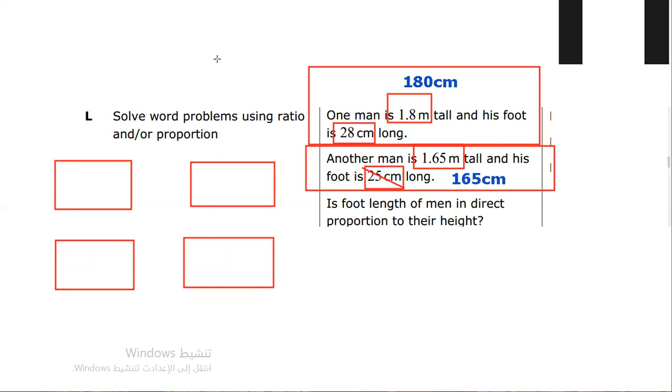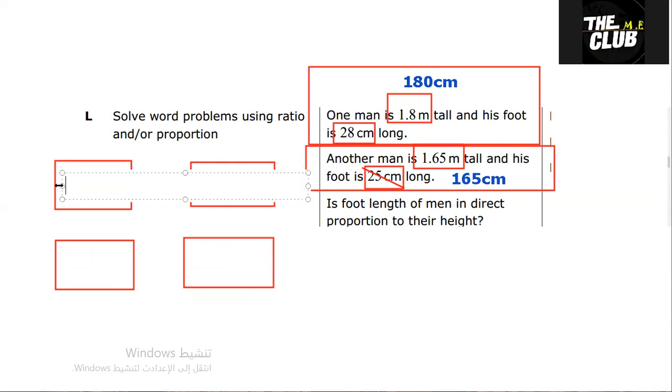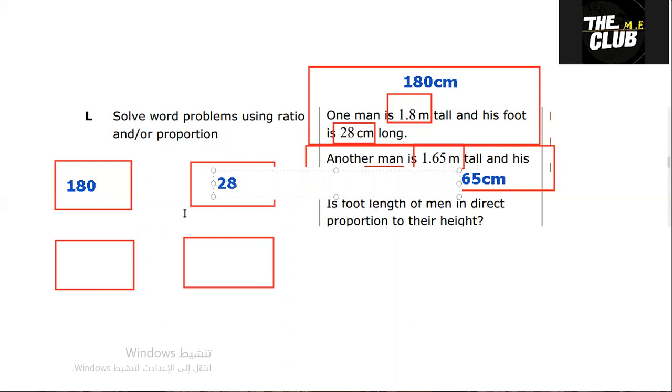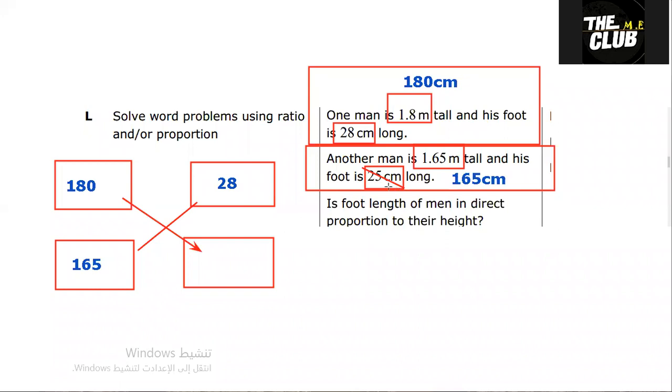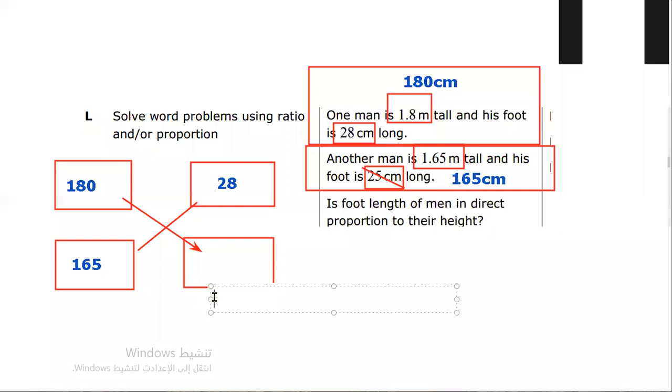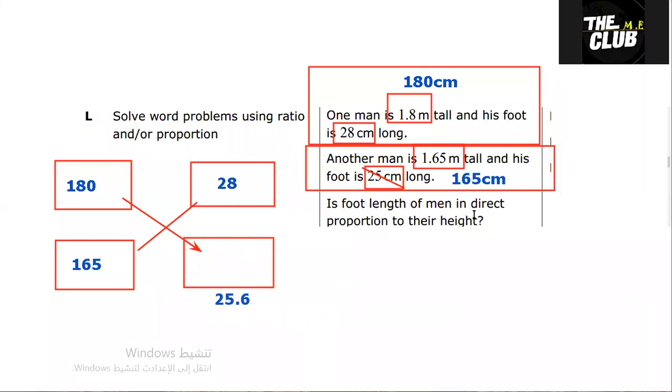Here we use the length of the people. For example here 180, what is his foot? His foot is 28, right? Then this one is 165. Now you do cross multiplying and check if it's 25, which means it is direct proportion. We multiply 165 by 28 and divide by 180. If it's 25 centimeters, then yes. What did it come out? It came out 25.6, which means it's not direct proportion. Okay, that's the idea of the question. You understand? Yes.